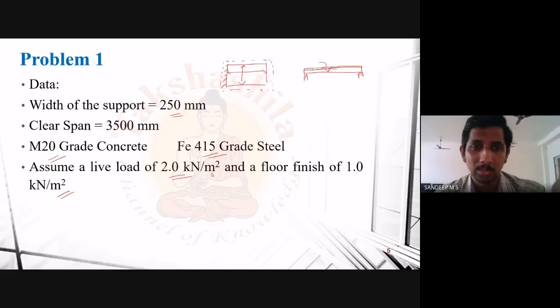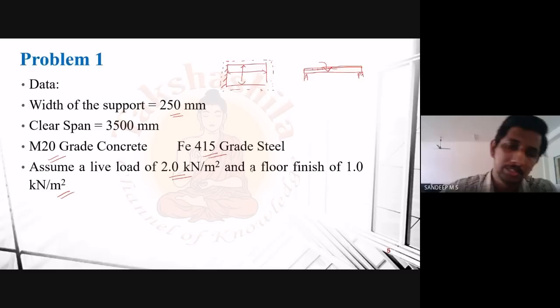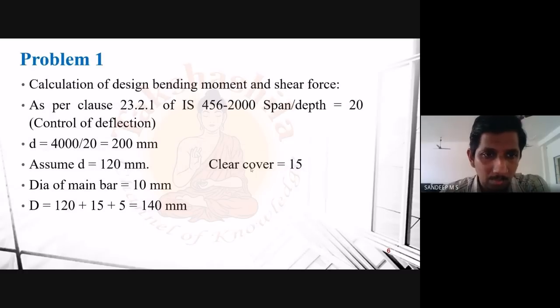If you want to ensure that you are taking up the right load, you can refer to your IS 875 code, which gives the details of the loads. Right now in this problem, they have taken live load as 2 kilonewton per meter square and a floor finish of 1 kilonewton per meter square. Now, they are just calculating the effective span.